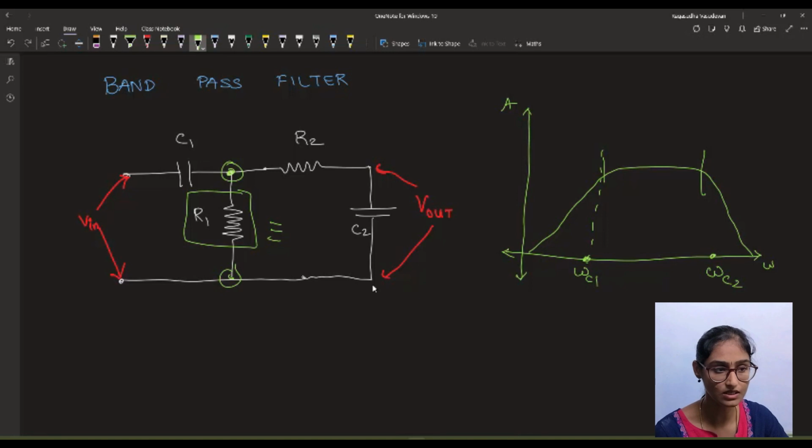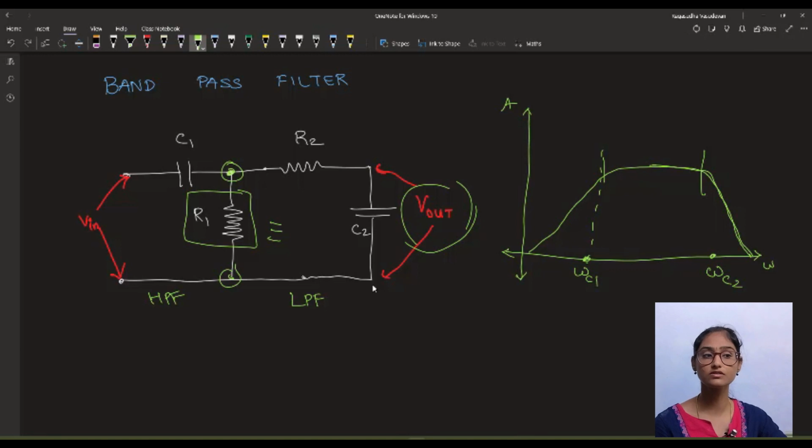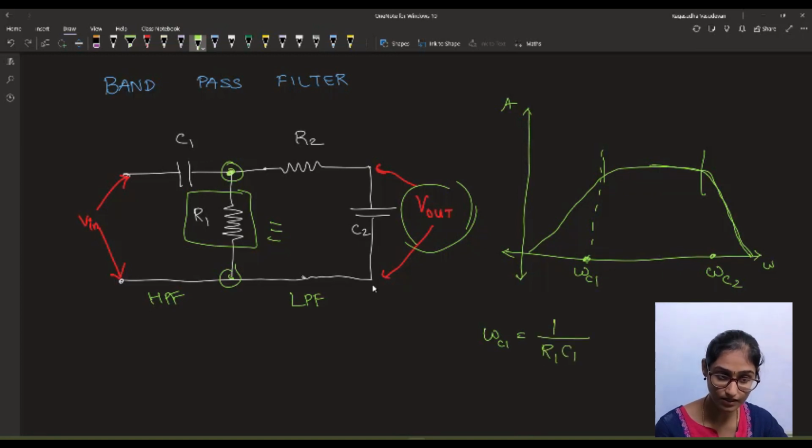Okay, in a low pass filter, the input voltage is applied across a RC circuit, and we are taking the output voltage across this capacitor, right? So to get this part of the curve, which is like a low pass filter, we are choosing this part, which is a low pass filter, and this is a high pass filter. Okay, so the combination of both these is your band pass filter. So what is the value of omega C1? 1 divided by R1 into C1. So what is omega C2? It is 1 divided by R2 into C2. So this is a very simple concept, right?